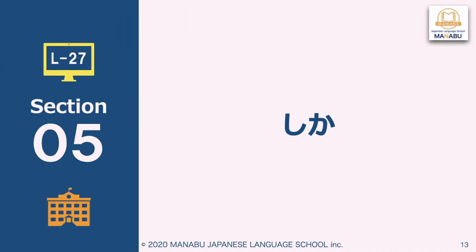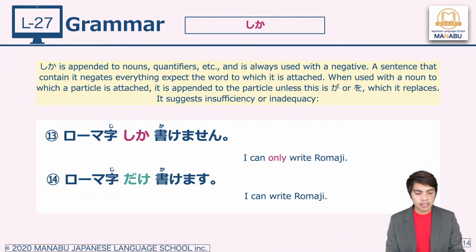Grammar point number 5, shika. Shika is appended to nouns. So noun shika. Quantifiers. So quantifiers are, in other words, counters for things or time. Shika is always used with a negative. So shika, noun shika, and a negative verb. A sentence that contains it negates everything except the word to which it is attached. When used with a noun to which a particle is attached, it is appended to the particle. So it means that you will add the word shika to the particle of the noun.